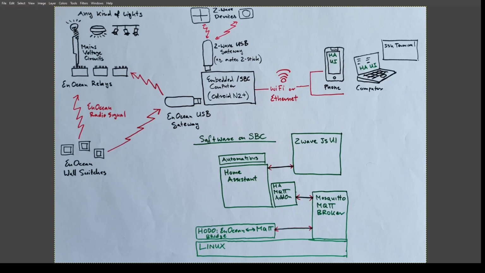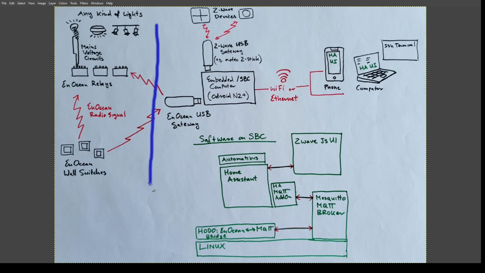Today I'm going to be showing you the architecture of my smart home system that I developed in order to bridge from my old legacy EnOcean based relays and switches to a modern HomeAssistant based smart home ecosystem that is also integrating Z-Wave devices and can be controlled from my smartphone or from my computer. So here you're seeing a diagram that shows all of the parts.